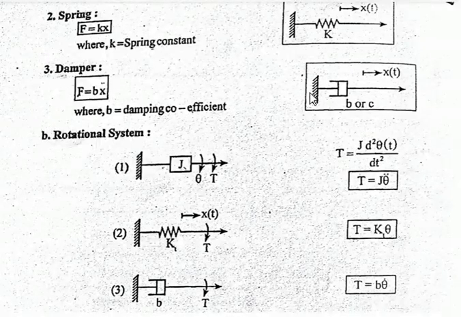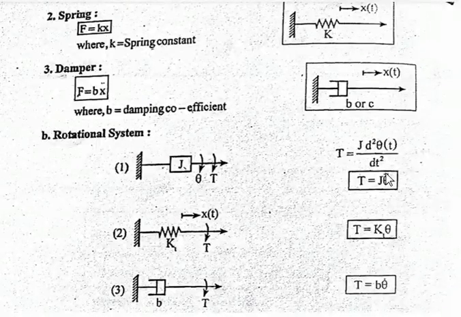In the translation system, we get the force and the displacement. Here you get the torque. That T indicates the torque, which is applied to the mass. By using Newton's law of motion, we get T is equal to J d square theta by dt square, using J instead of M. So again you can write T is equal to J theta double dot.